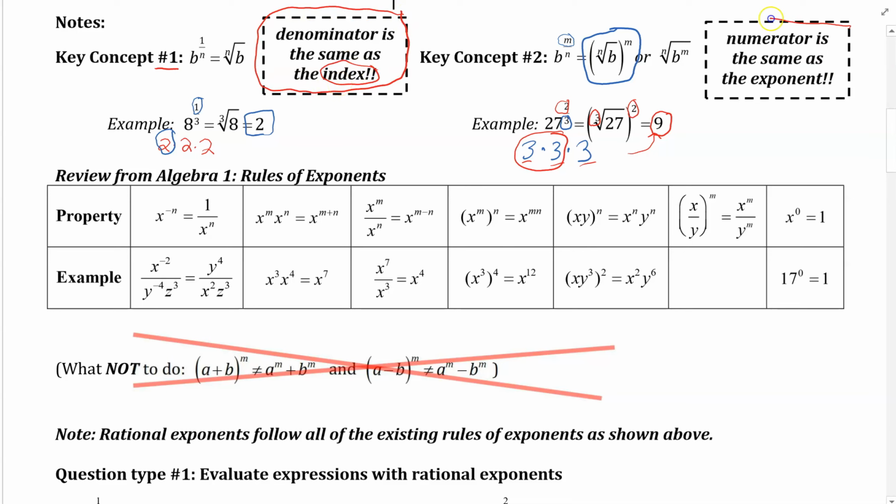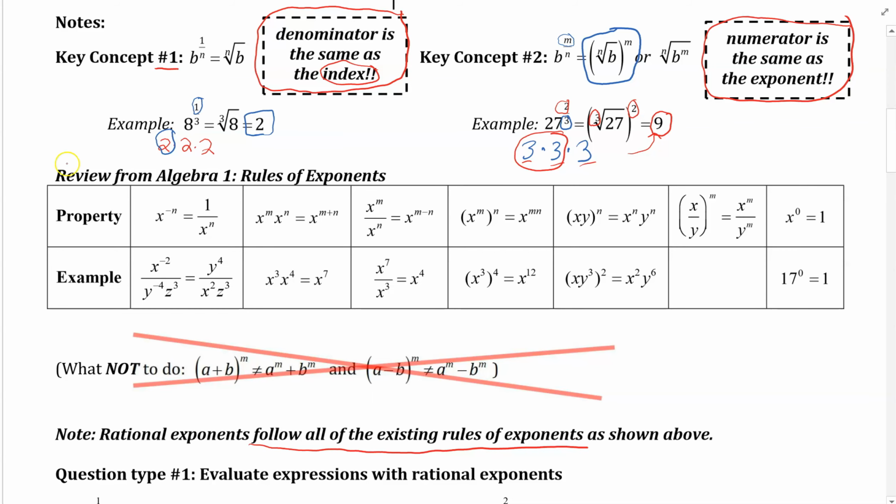And the numerator is the same as the exponent. So it's telling you how many times to multiply that number to itself. And another thing is that the rational exponents will follow all of the existing rules of exponents. So that was in your Khan Academy review from Monday.